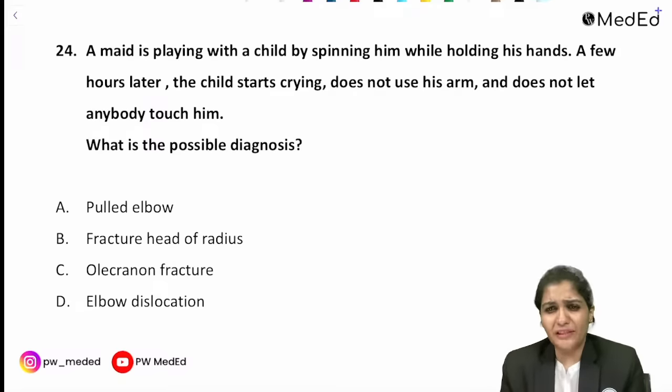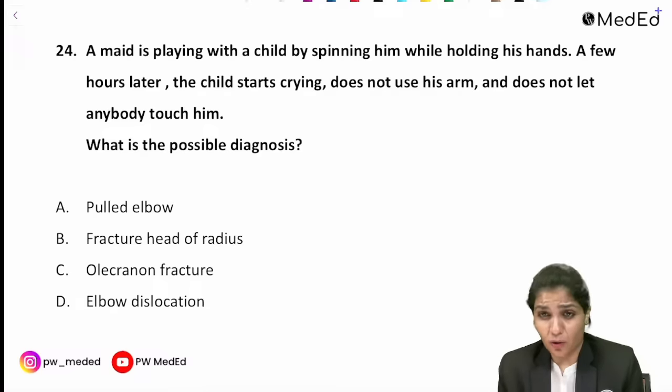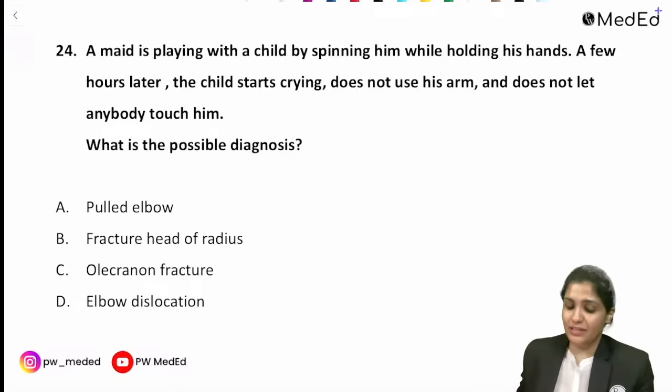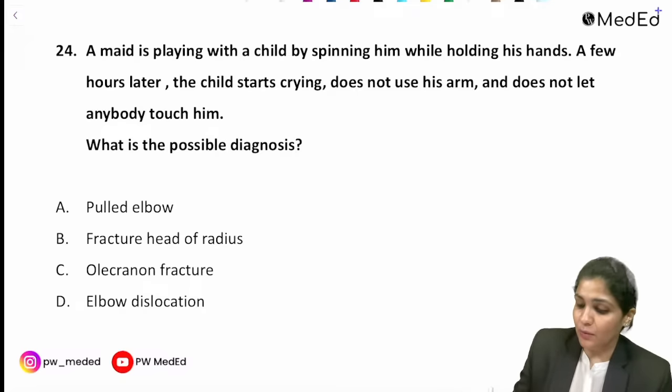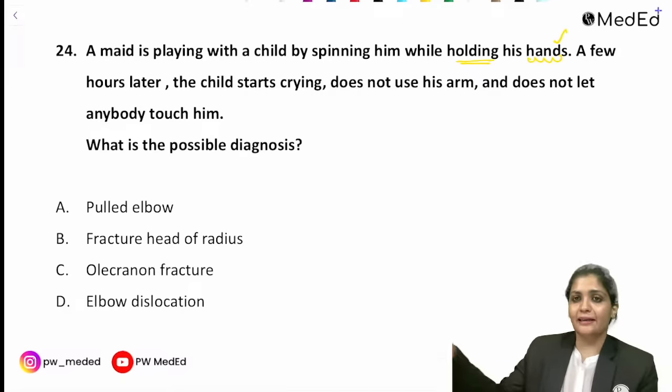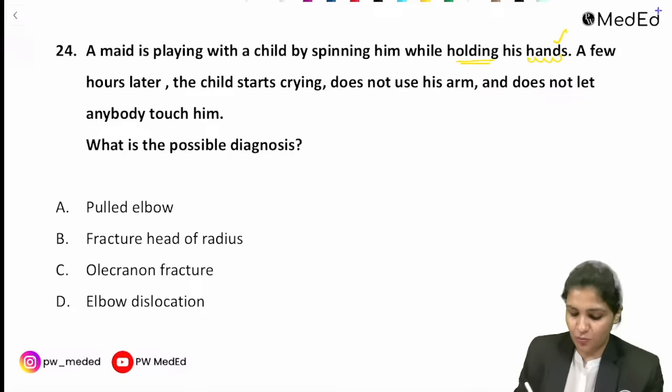This is one of the easiest, most straightforward questions in orthopedics, and you should never leave such a question or waste time. It is like a one-liner. Whenever you see a child being spun by holding his hands, that means there is no support to the elbow. Only by the hands is the weight being borne. So this will result in a condition called pulled elbow.